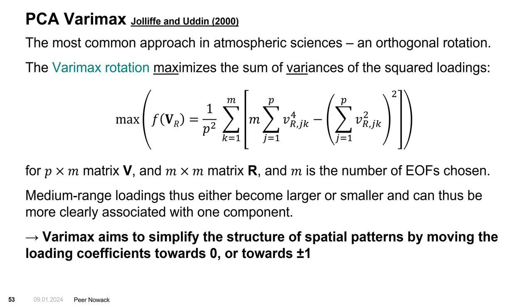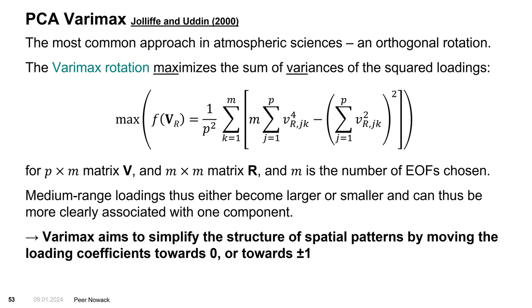So I will not spend time on it, but the intuition is that you define this maximization criterion for the rotation matrix, the rotated matrix of the eigenvectors. So this would be just V times R, which I labeled VR here, so that you maximize the sum of variance of the squared loadings.